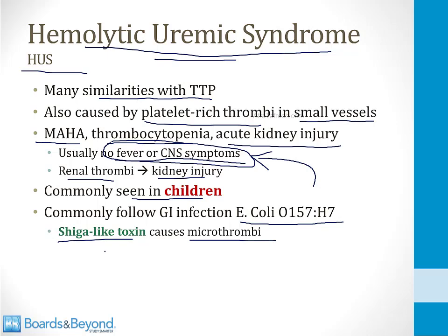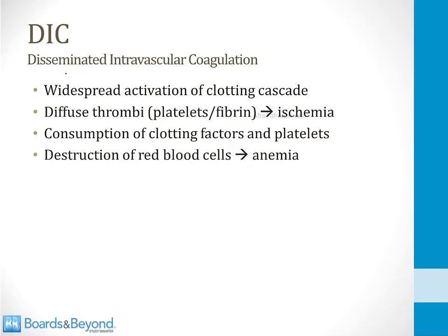hemolytic uremic syndrome. So now let's talk about disseminated intravascular coagulation, which is also called DIC. This involves widespread activation of the clotting cascade, leading to diffuse thrombi, and in contrast to TTP, the thrombi in DIC contain both platelets and fibrin. This leads to ischemia. It also leads to the consumption of clotting factors.